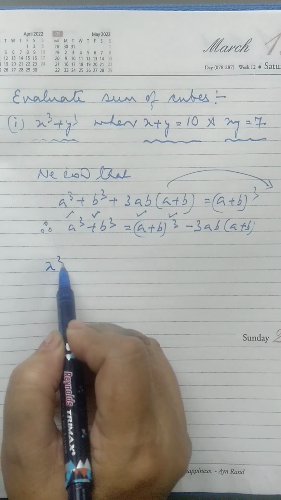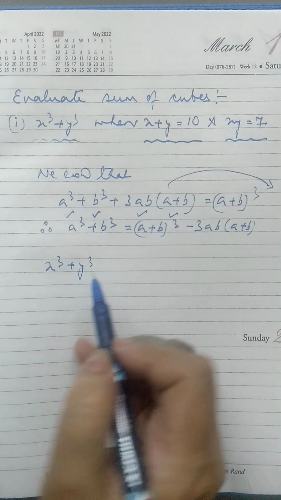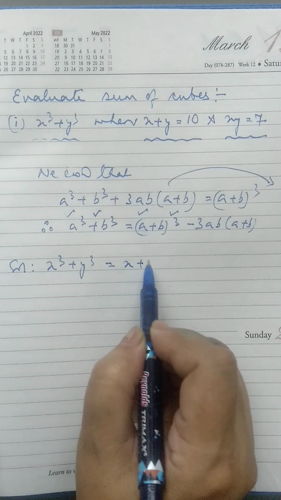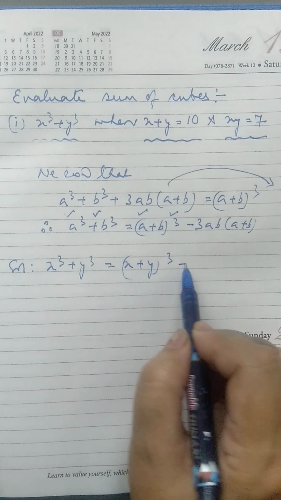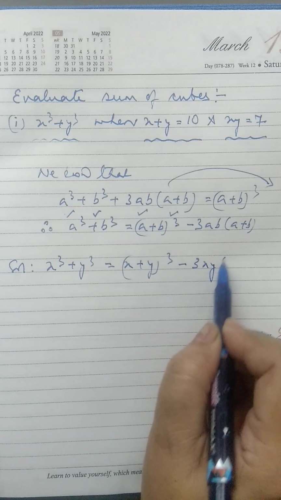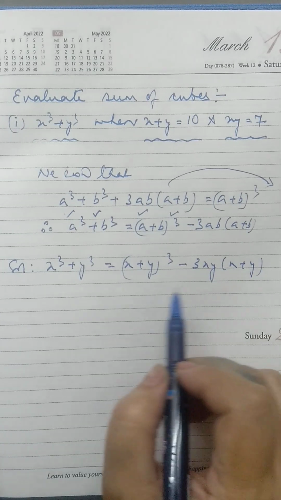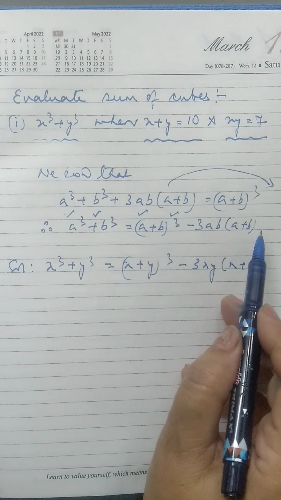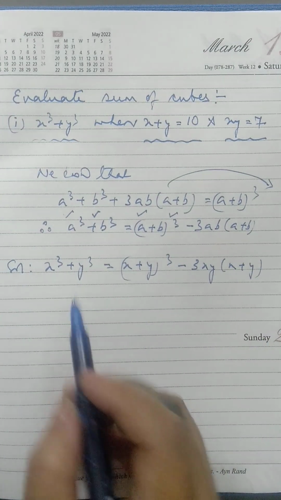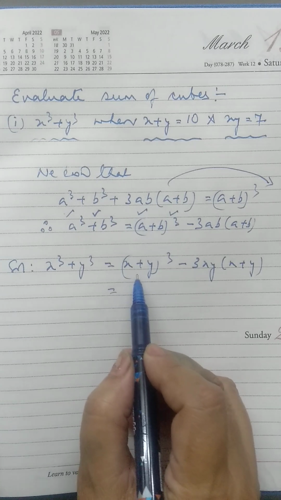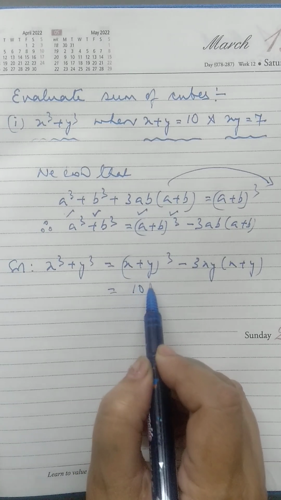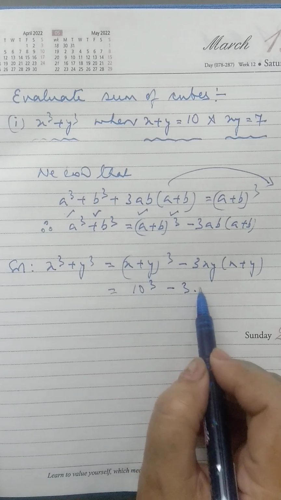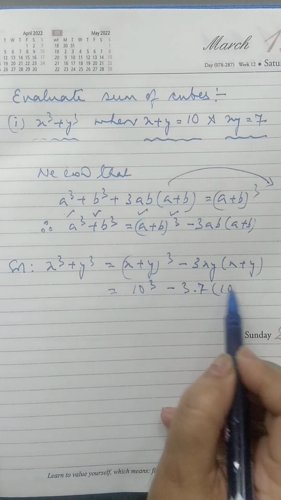So let's write down here x cube plus y cube. This is my solution, equal to (x plus y) whole cube minus 3xy times (x plus y). All right, so it is following the same principle as we have in the second line. They have already given us the value of x plus y, so it's 10. So let's cube it. Then we have the value of xy, it is 7, and this is again 10.